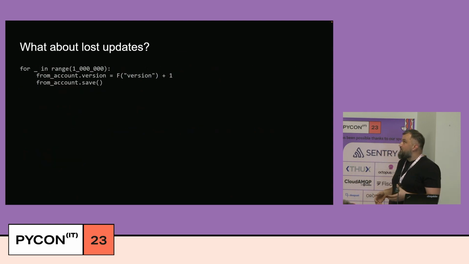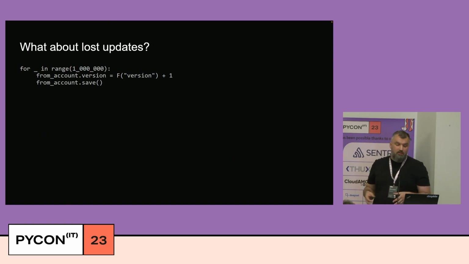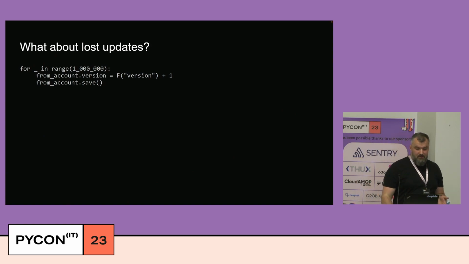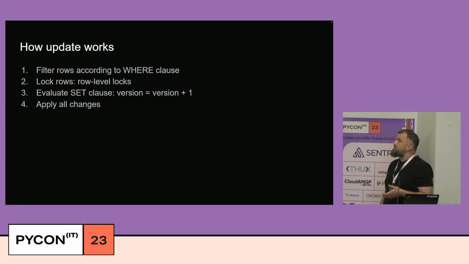How do we not run into lost update issues? So we have this code. It could be running from thousands of threads in parallel, and the result would still be the same. The key to this is how the update works. First, it filters the rows according to the where clause. Then it locks all of the rows, and only then it evaluates the set clause. So it reads the current version number only when it's already holding the lock.